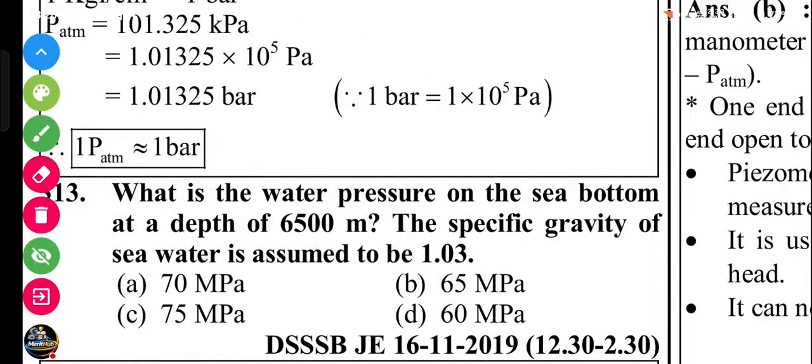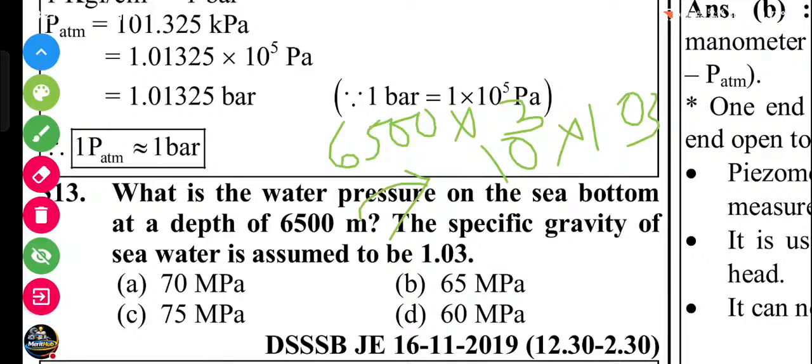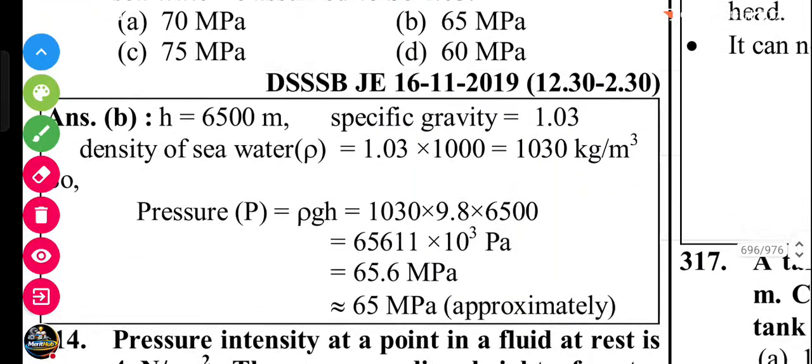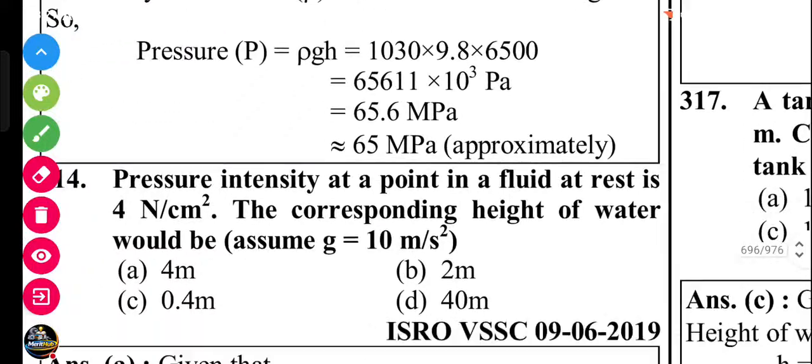Next question, friends. What is the water pressure on the sea bottom? The depth is given, and the specific gravity of the sea water is 1.03. So it's easy. In megapascals it's given. First you convert the meters to mm, 10 to power 3 mm per meter. So 6500 into 10 to power 3 into specific weight 1.03. You can get the answer approximately 65 megapascal. Let's check the answer. Yes, 65 megapascal.